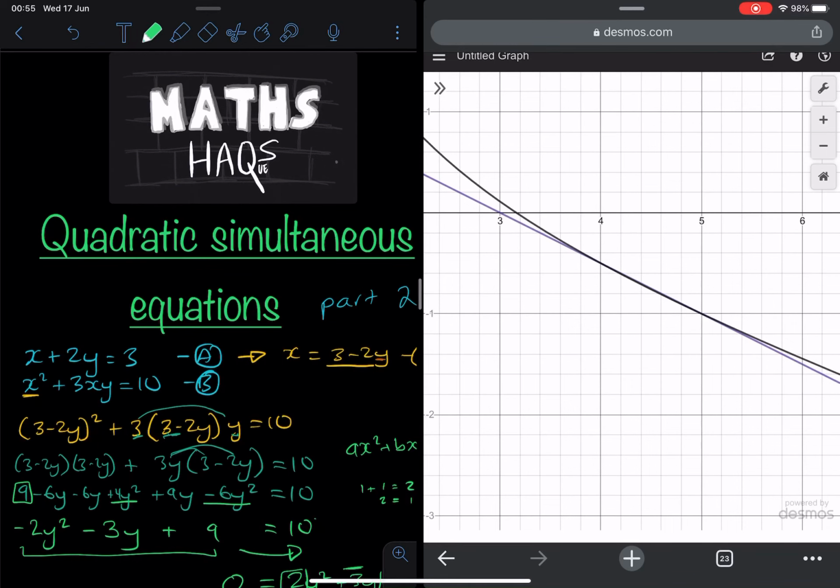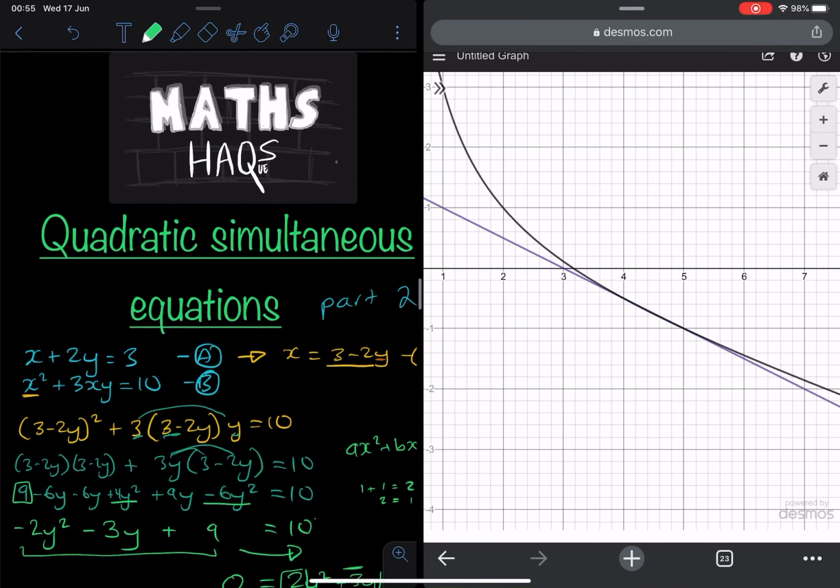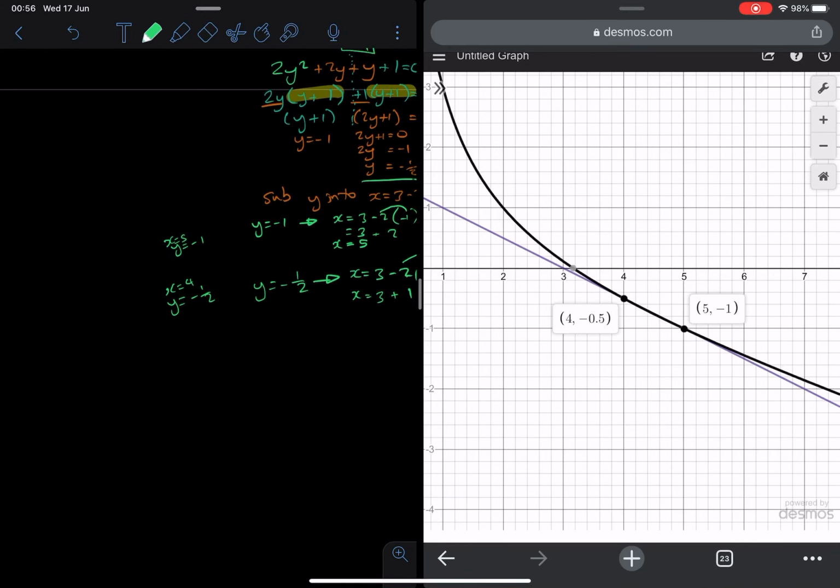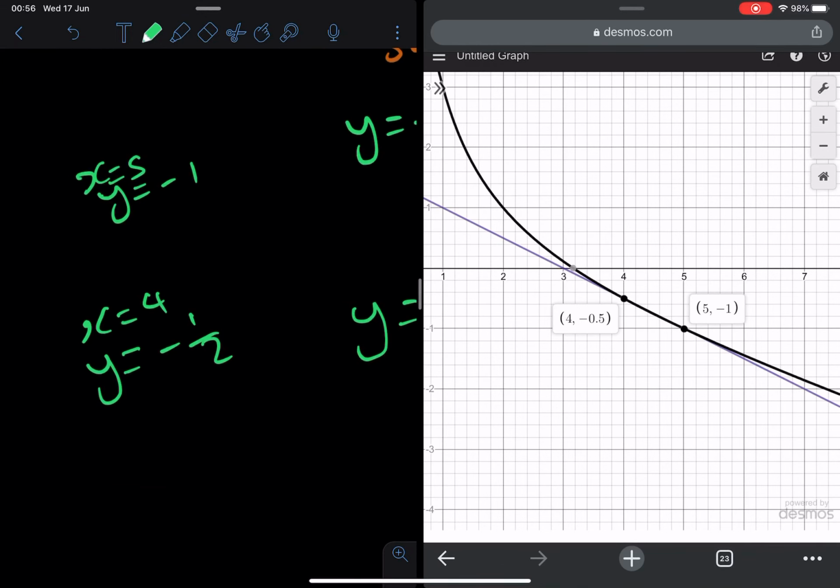If you remember from our last video, what we said was a simultaneous equation can also be represented graphically. So I've drawn both graphs for you and shown that the answer to a simultaneous equation is actually the coordinates of the intersection points. So 4 and minus a half, and 5 and minus 1. 4 and minus a half, done. 5 and minus 1. So that's question number 2.